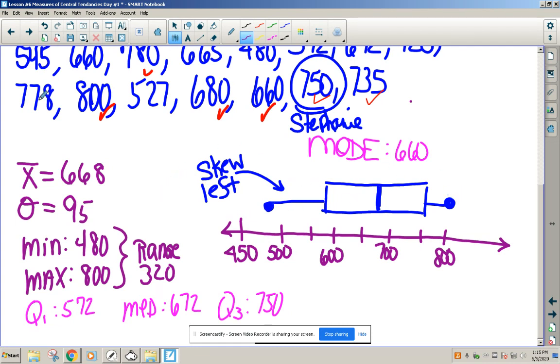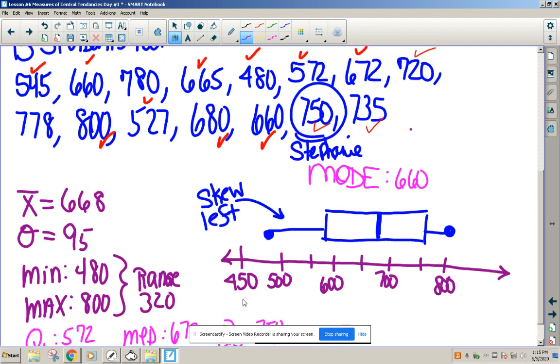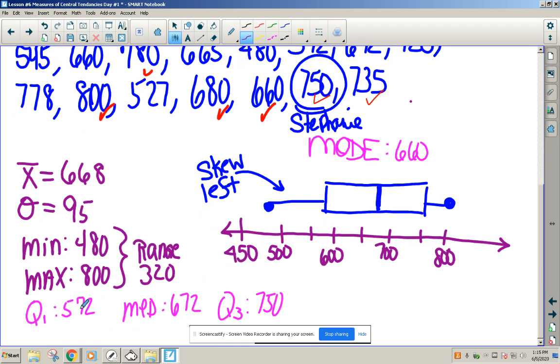And then the box comes from my quartiles. So my lower quartile was 572. So here's my 572, it's estimated. Here's my median, it's a thicker bar at 672. And here's my upper quartile at 750, and that's what I make the box from, and then I draw my whiskers to the range.